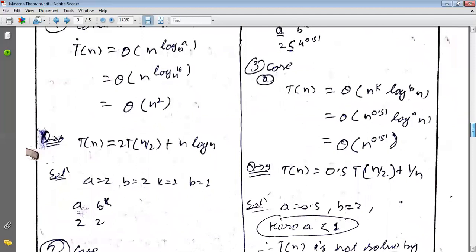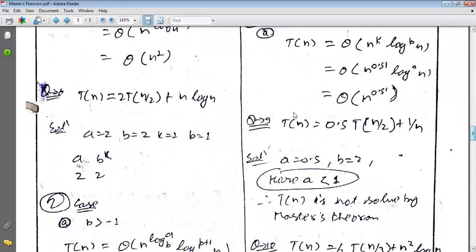We covered up to this problem in yesterday's lecture: T(n) = T(n/2) + 1/n. Here a is 0.5, b is 2, and k is -1. But we see that a is less than 1, so we can't solve this particular recurrence relation with the help of the master's theorem.